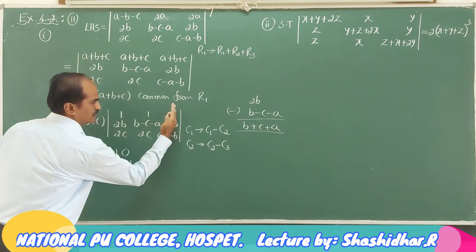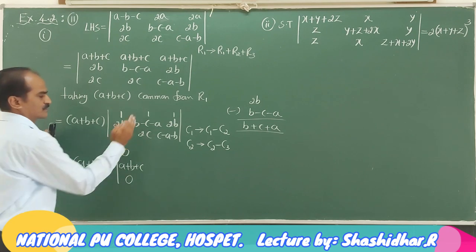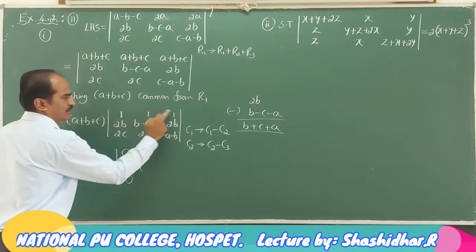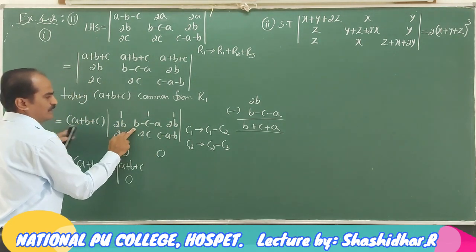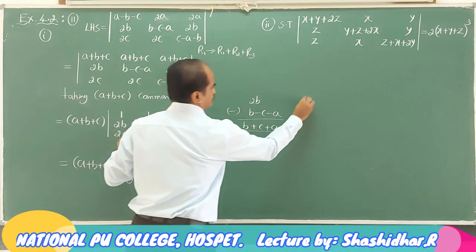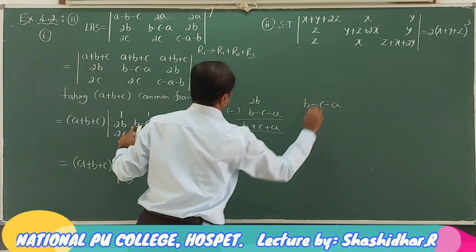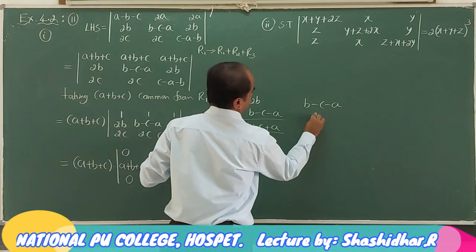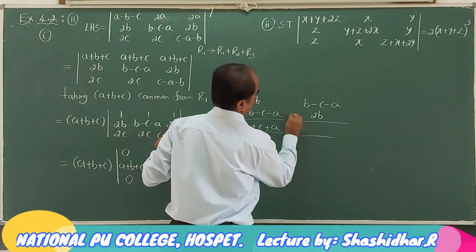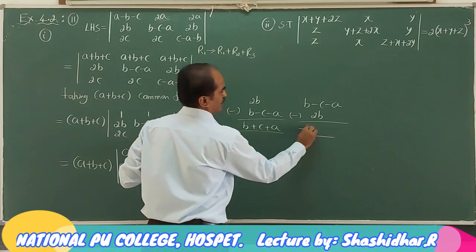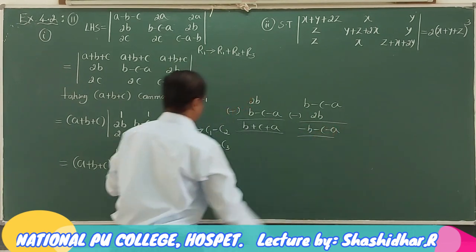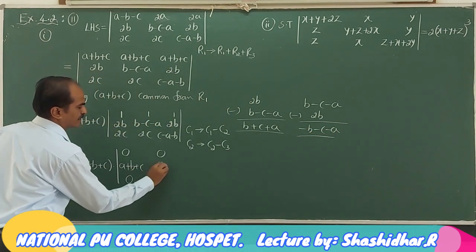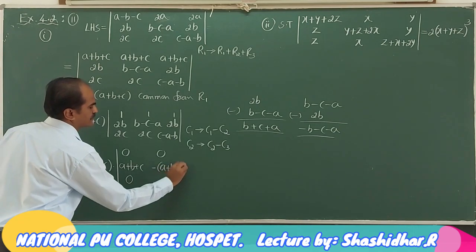Column 3 minus column 2. Sorry, column 2 minus column 3. 1 minus 1, 0. b minus c minus a. In this I have to subtract 2b: b minus 2b minus b minus c minus c. Nothing but I can write it as a minus of a plus b plus c.